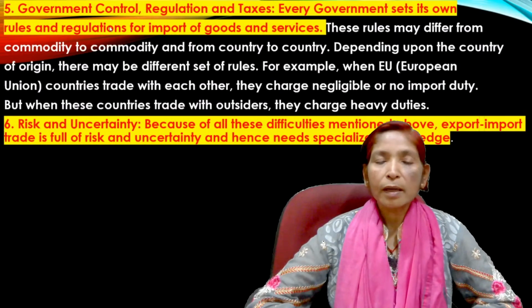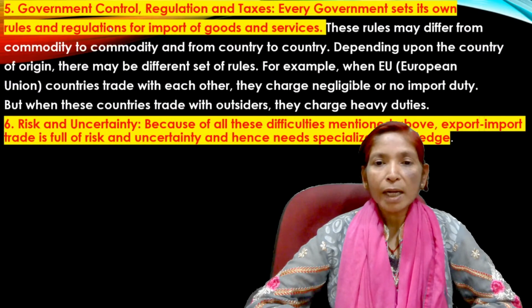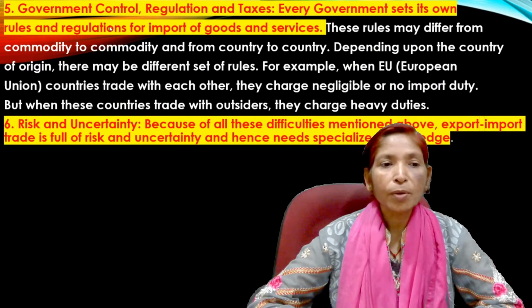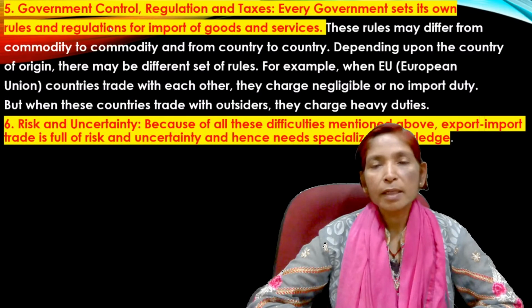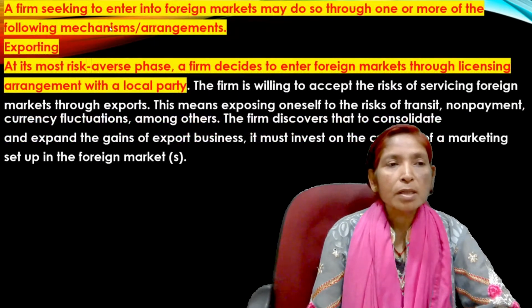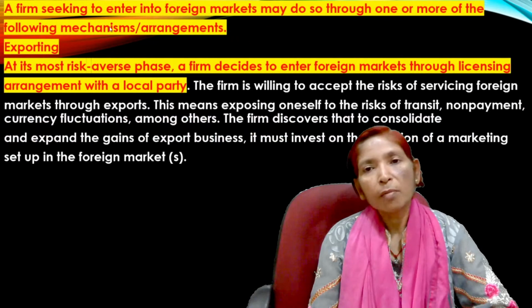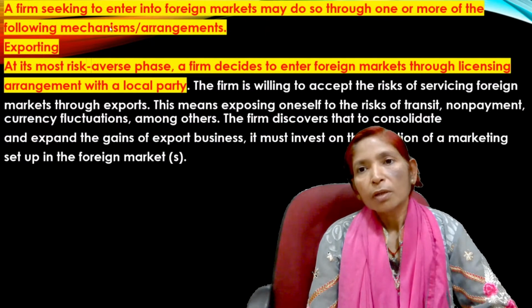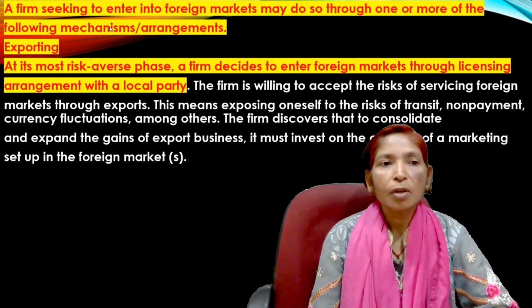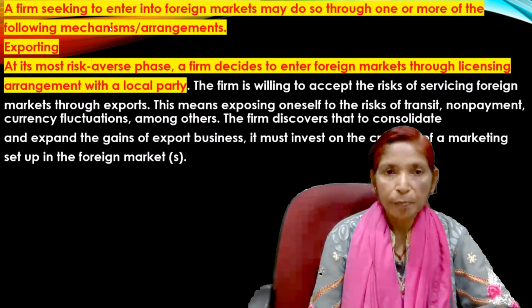Next point is risk and uncertainty. While doing international business activities, because of the difficulties mentioned above, export-import trade is full of risk and uncertainty and hence needs specialized knowledge. Next, a firm seeking to enter into foreign markets may do so through one or more of the following mechanisms or arrangements. One is exporting.